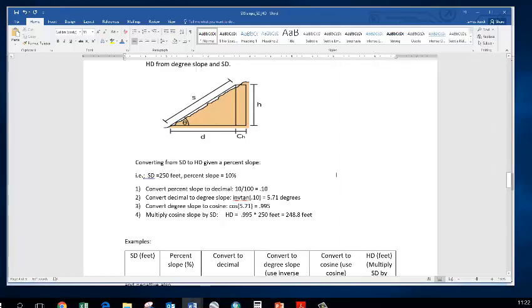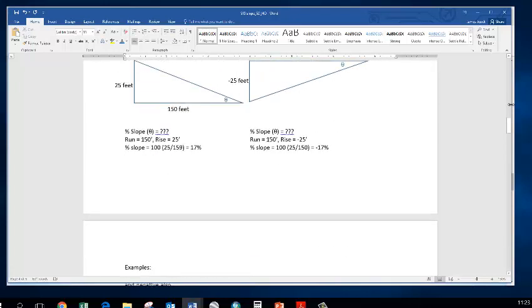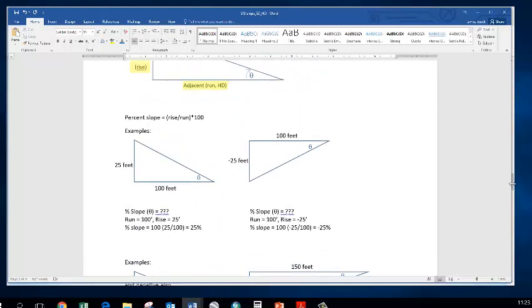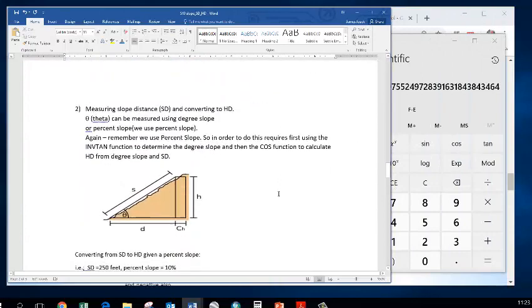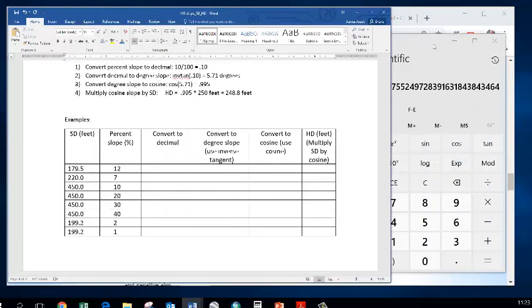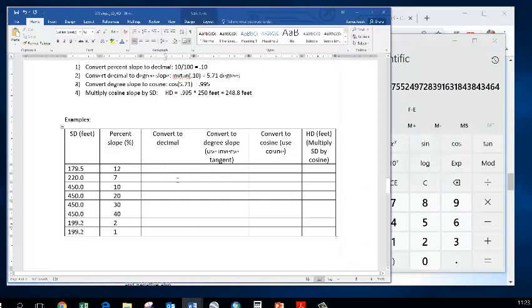All right, so let's play this game a little bit. We'll give it a try. All right, so I've got a 12% slope. I convert that to a decimal, so that's pretty easy. All I have to do is basically divide each of these by 100.